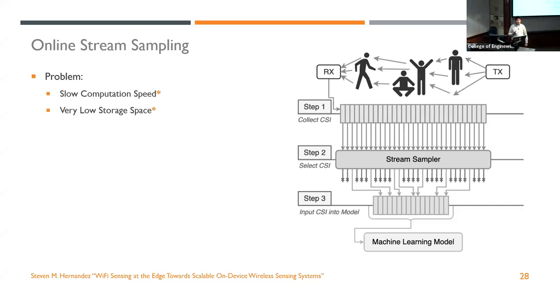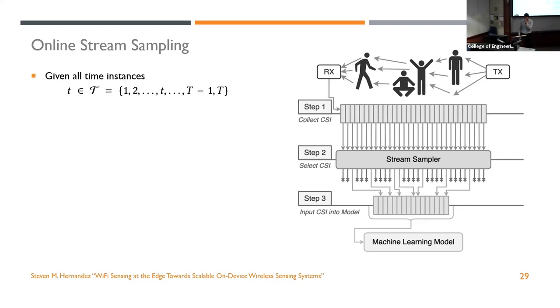Because there's two problems. When we look at the edge, we have very slow computation speed. So each sample that we get in, we cannot update the model in any intelligent way, not fast enough before the next sample comes in. And we also have very low storage space. So we can't store all of the samples to perform training in batch later on. So instead, the solution is to store fewer but more important of those samples. We store that into a buffer.